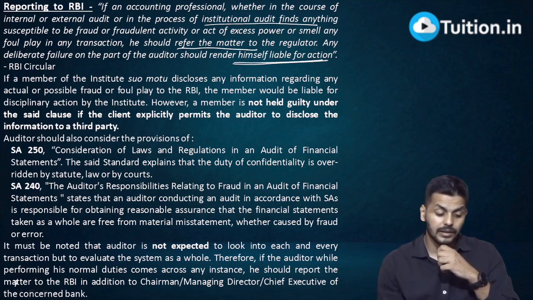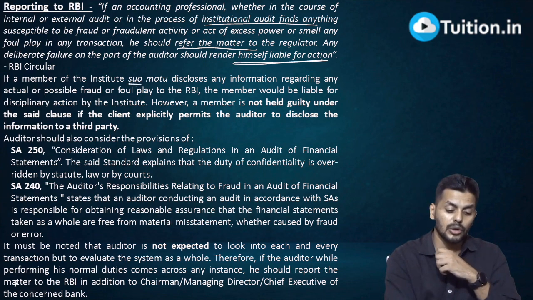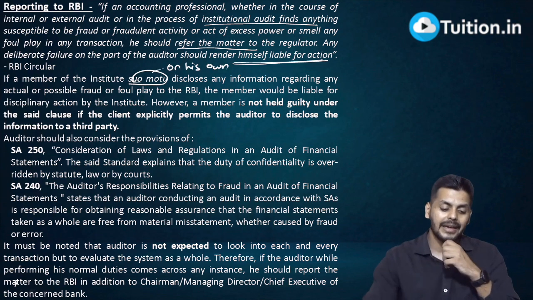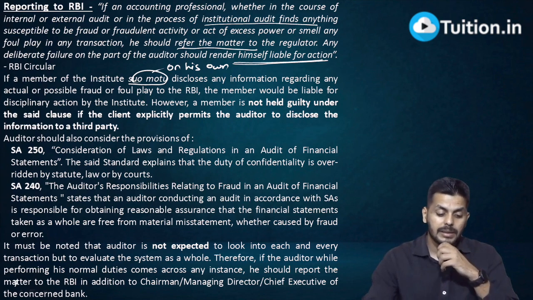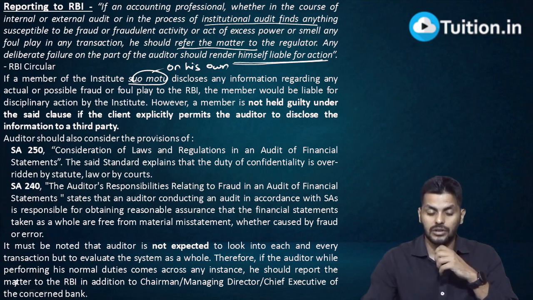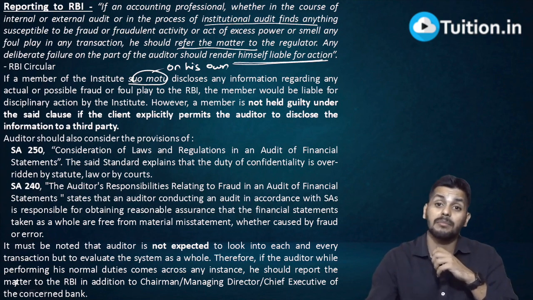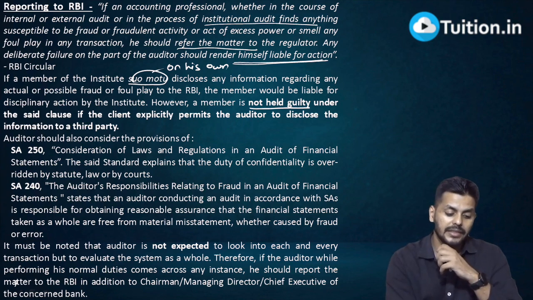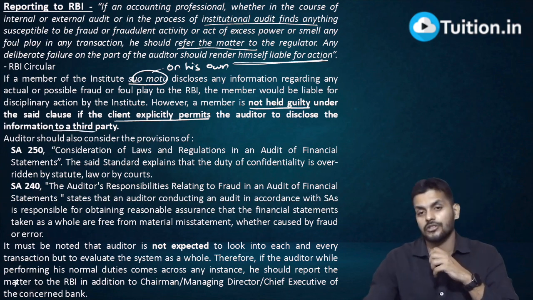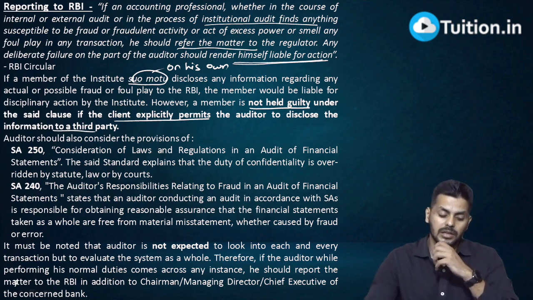So that is what the RBI circular is. If a member of the institute, suo moto, that is on his own, discloses any information regarding actual or possible fraud or foul play to RBI, the member would be liable for disciplinary action. On his own, you should not talk about anything. But if you do that in good faith, wherein you believe that something might have happened like that, right, where there is a belief in good faith. However, a member is not held guilty under the said clause if the client explicitly permits the auditor to give any information to a third party. You know this, if the client has permitted, then there is no problem.